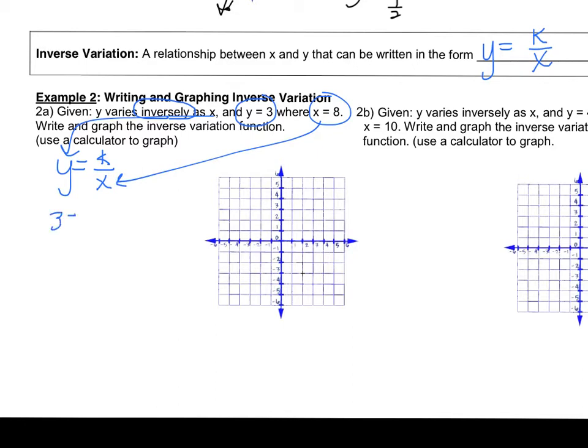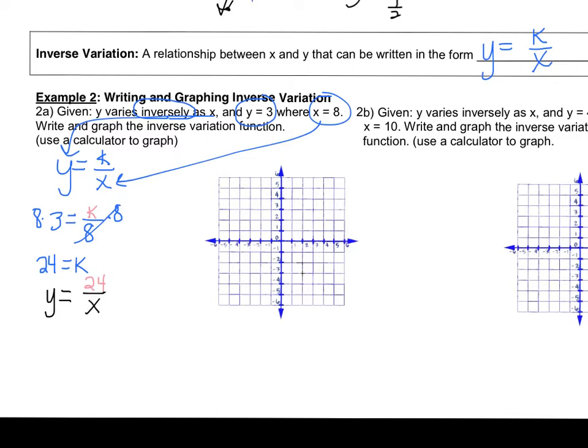So we have 3 equals k over 8. In order to solve this for k, since it's being divided by 8, we have to do the opposite of that and multiply on both sides. So we get 24 equals k. Now we can write our equation. It's y equals 24 over x.